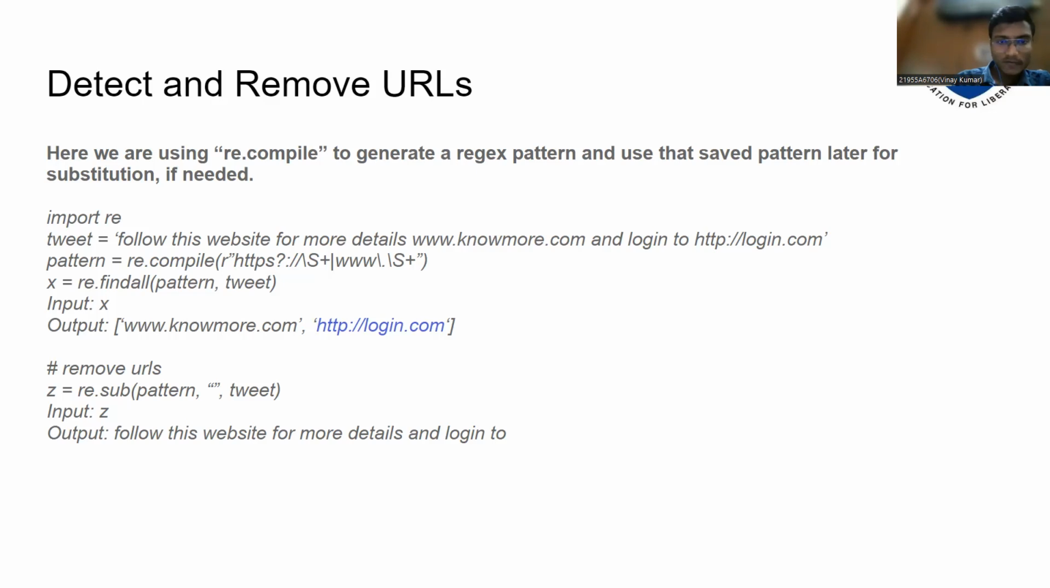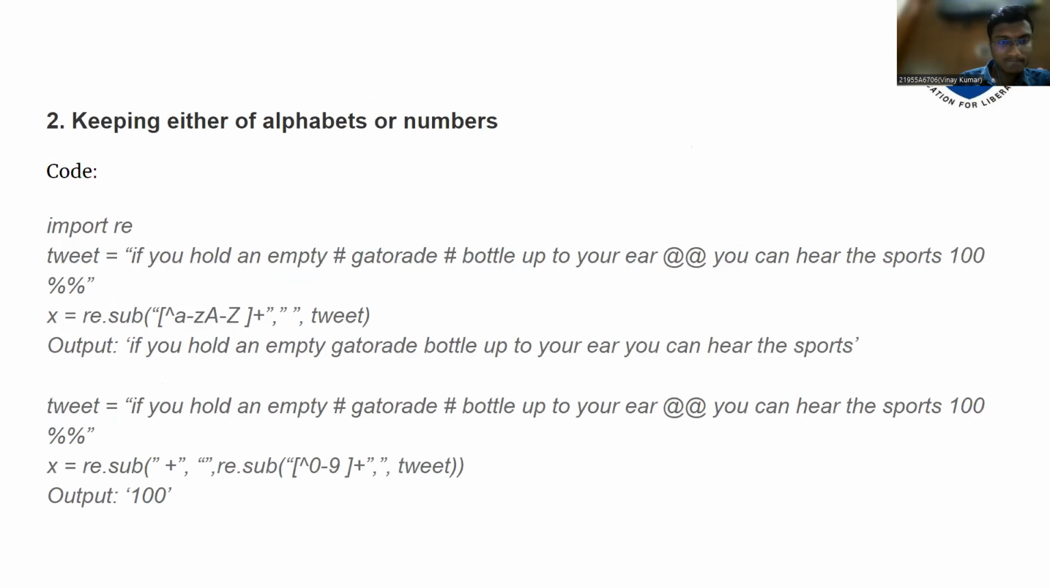In this string, we have www.nomore.com and login to http/login.com. These are the URLs, and it is storing in the pattern, and I'm finding this pattern, printing those patterns in the output variable. Or you can just remove those patterns in the string by using the sub method which we used earlier.